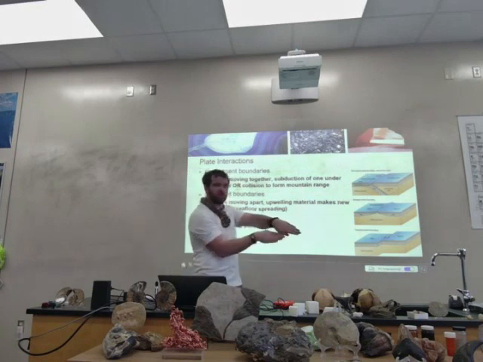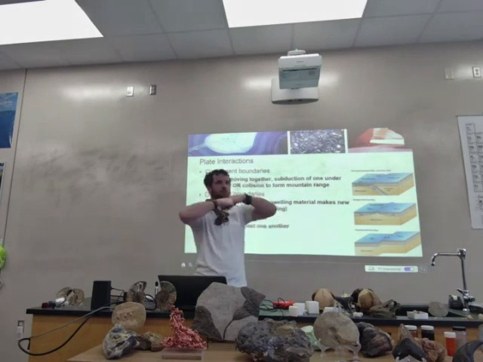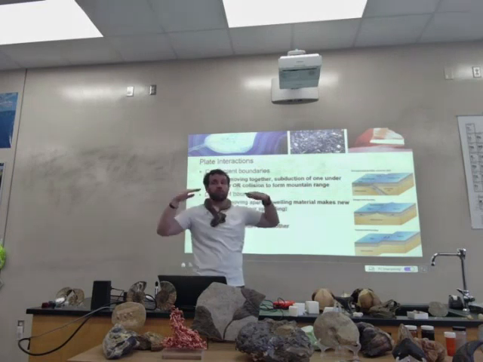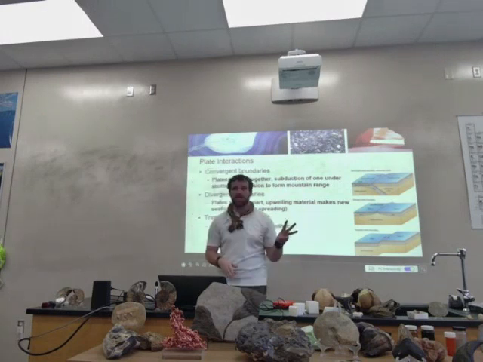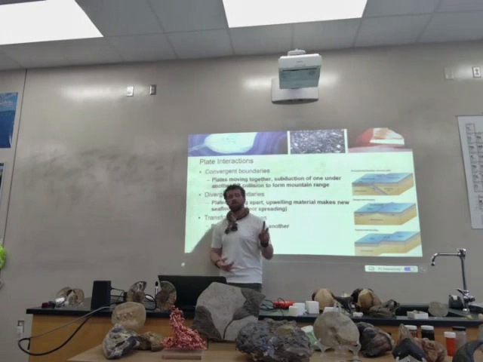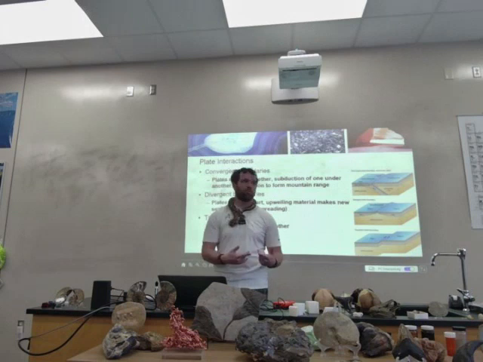So they're doing this, right? One's going that way and one's going that way. So you've got the moving into each other, the moving away from each other, and the moving past each other. Those are the three types of plate boundaries: convergent, divergent, transform. Those will keep coming up, and I'll go into more detail later.